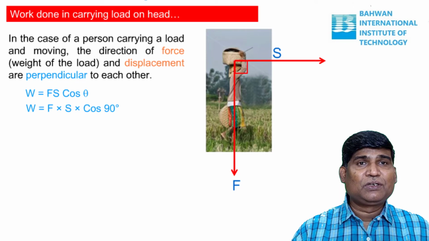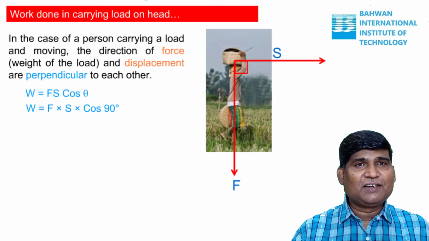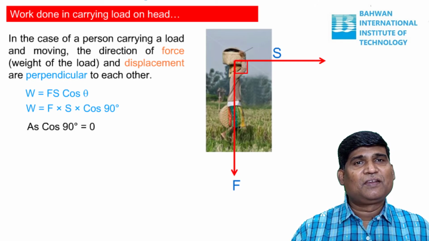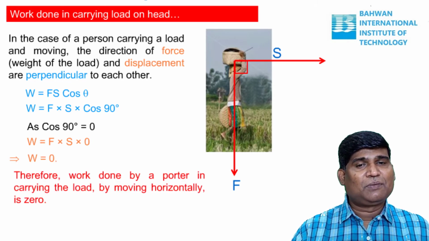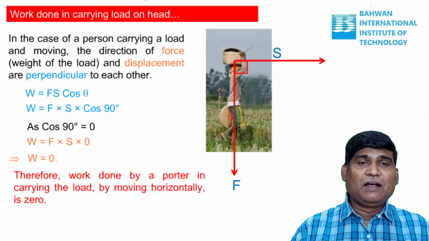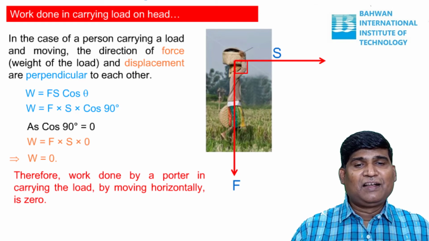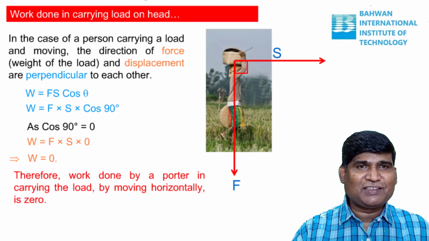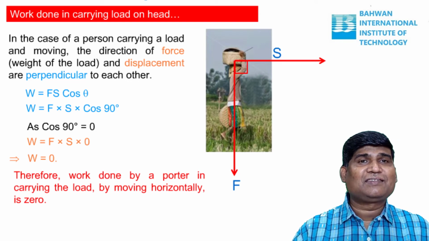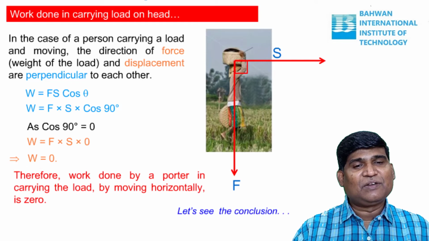So when we substitute the angle 90 degrees in cos, we know that cos 90 degrees is 0. Therefore, the work done will become 0. W is equal to F into S into 0. Therefore, W is equal to 0. That means the work done by the porter in carrying the load while moving horizontally is 0. He is keeping the luggage on his head and walking horizontally. Then definitely we say the work done by him is 0.